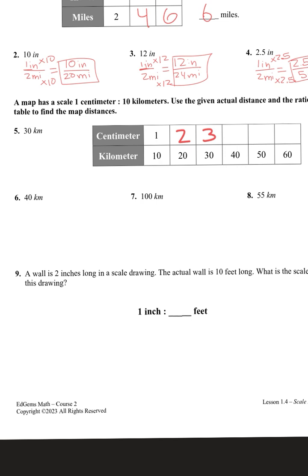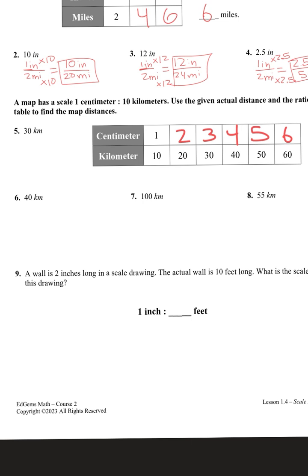So 10 times what is 40? That's 4. So then 1 times 4 is 4. 10 times what is 50? That's 5. And then 1 times 5 is 5. And then 10 times what is 60? That is 6. And then 1 times 6 is 6. So now that we have a completed table, we can go ahead and answer numbers 5 through 8.